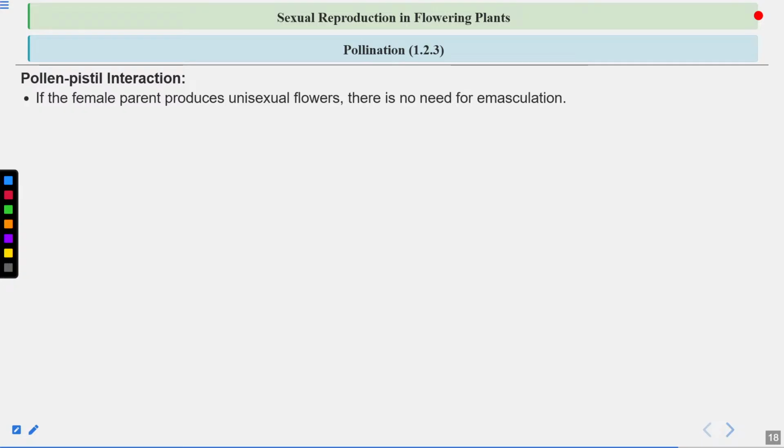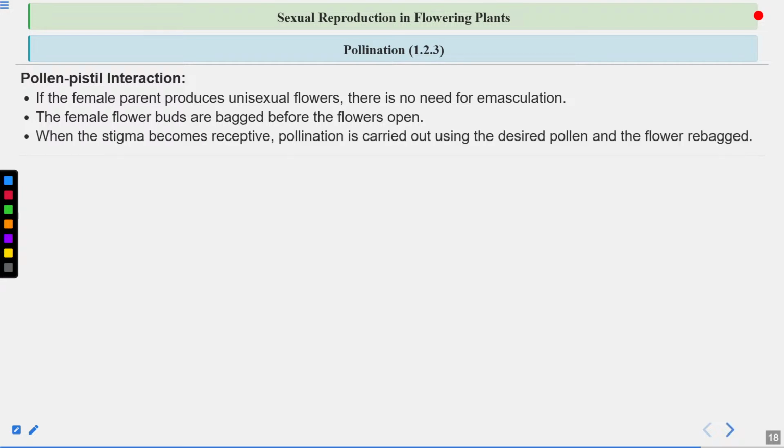If the female parent produces unisexual flowers, there is no need for emasculation. If the male flower is different and the female flower is different, then there is no need for the emasculation process. The female flower buds are bagged before the flowers open. When the stigma becomes receptive, pollination is carried out using the desired pollen grains, and the flower is rebagged.